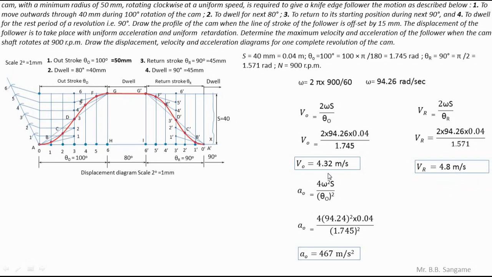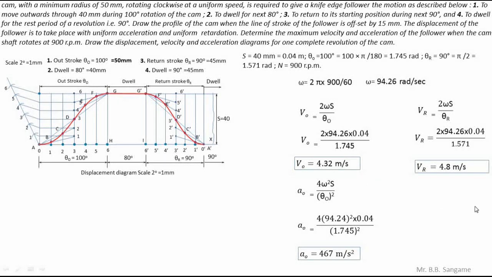By calculation I found that velocity during return stroke is a little bit increased, 4.8 meter per second, compared to the velocity during outstroke, because the angle traced by the cam during outstroke is 100 degree and during return stroke is 90 degree. So the angle is reduced, but the distance traveled by the follower during outstroke is 40 mm, and it is the same for the return stroke. As the cam rotates at a constant speed, the time required to trace the angle of 90 degree is less, so that is why the velocity is increased. So VR is greater than VO.